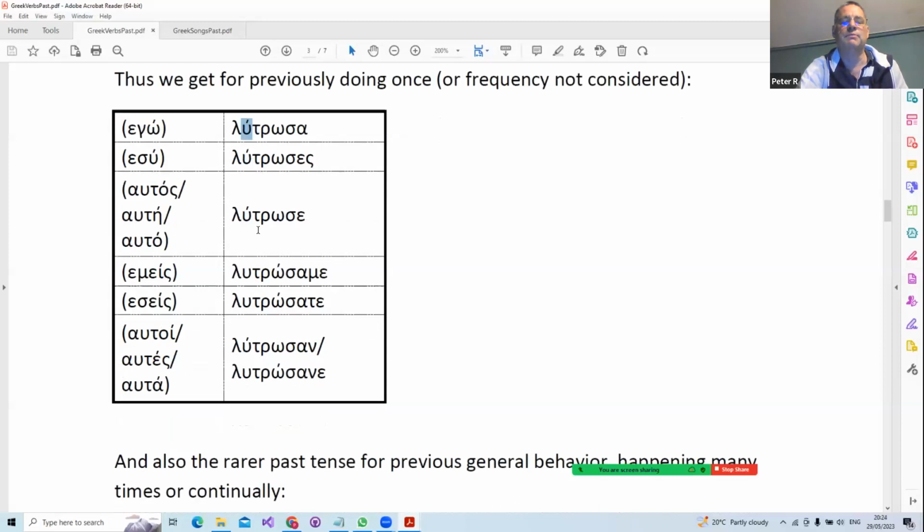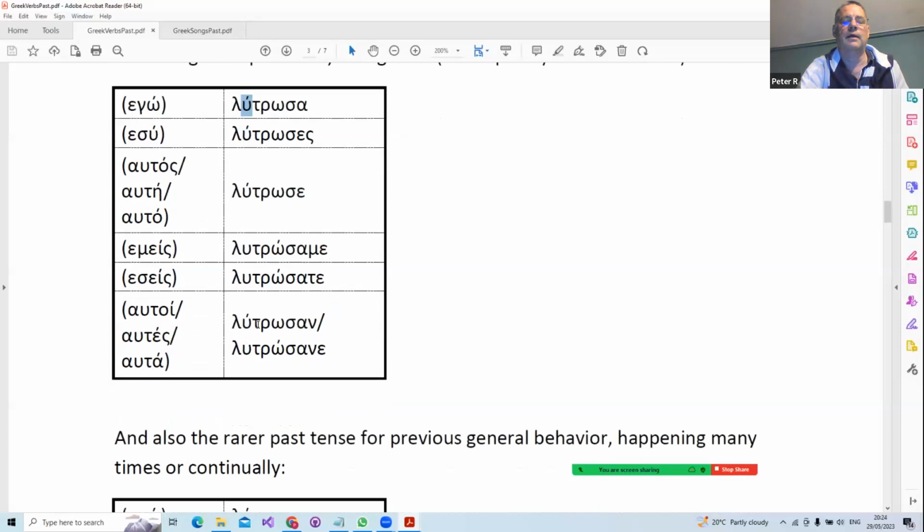Now we've got this business where if we had moved the tonos back, because our ending has got two syllables, it will be too far back. It has to be in the last three. So now it's back on the o. So this is litrosame, litrosate, and then litrosan. Sorry, litrosan. I got this wrong.